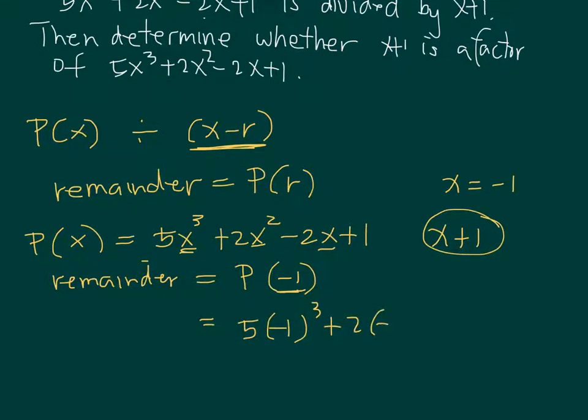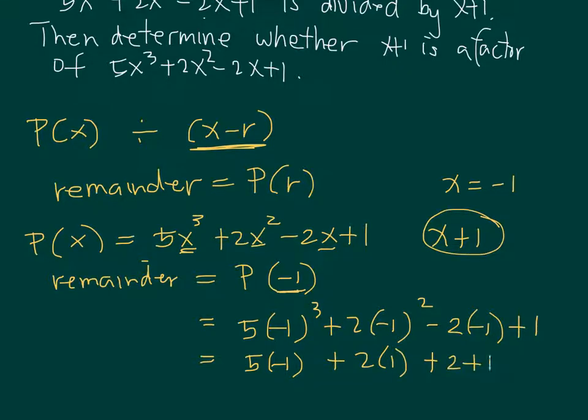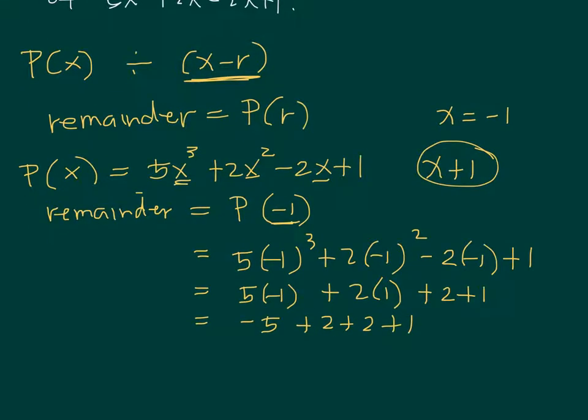So 5 times negative 1 cubed plus 2 times negative 1 squared minus 2 times negative 1 plus 1. And this is equal to 5 times negative 1 plus 2 times positive 1 plus 2 plus 1. This is negative 5 plus 2 plus 2 plus 1. If you add everything, this will be equal to 0. So p of negative 1 is equal to 0, so the remainder is 0.